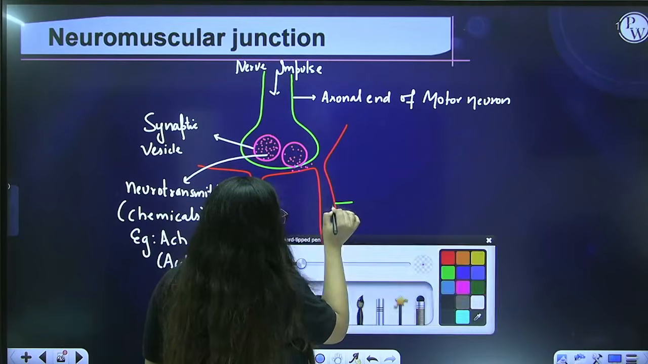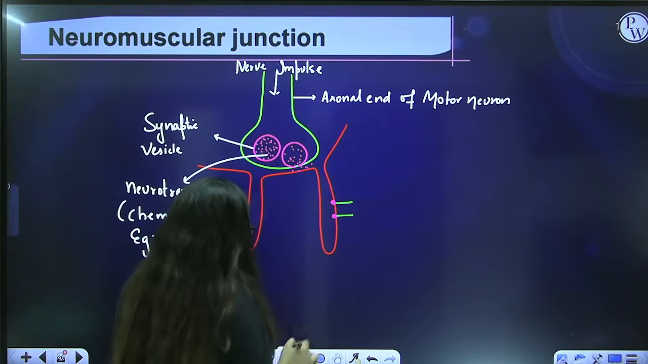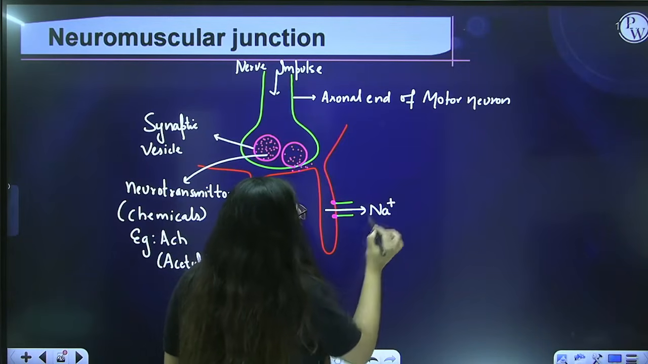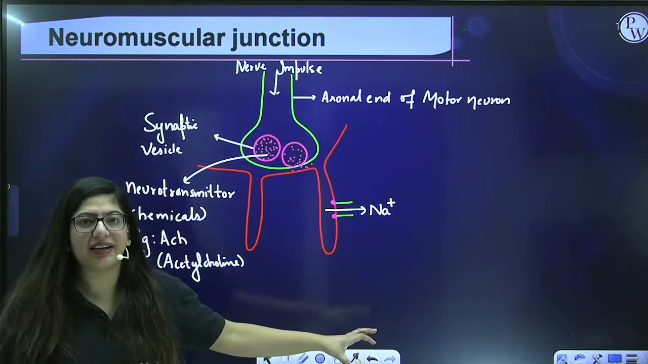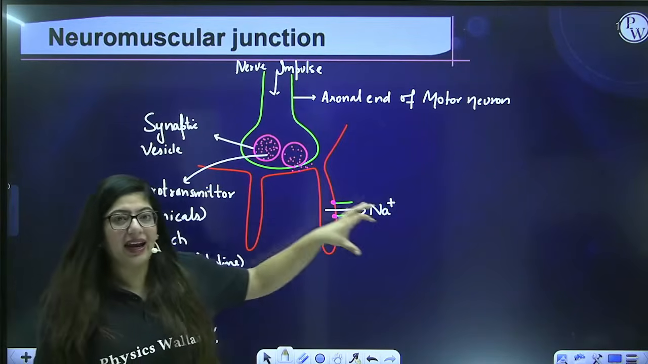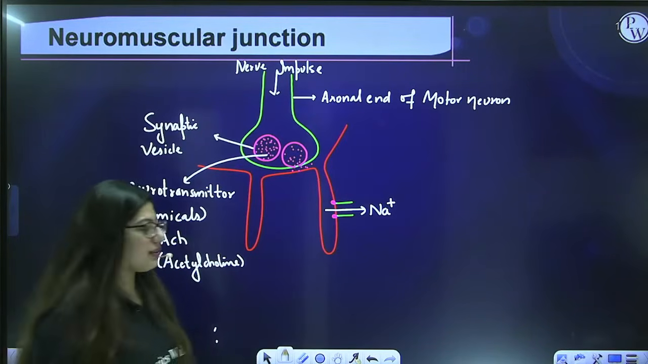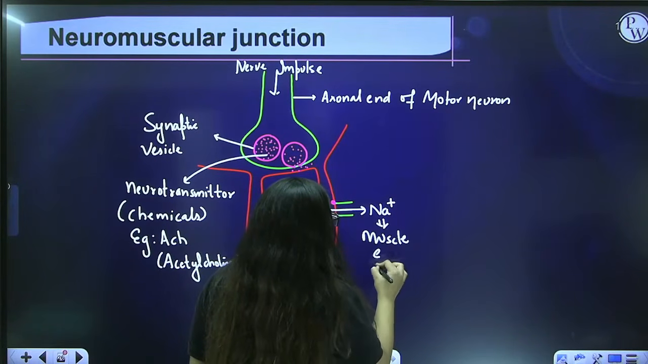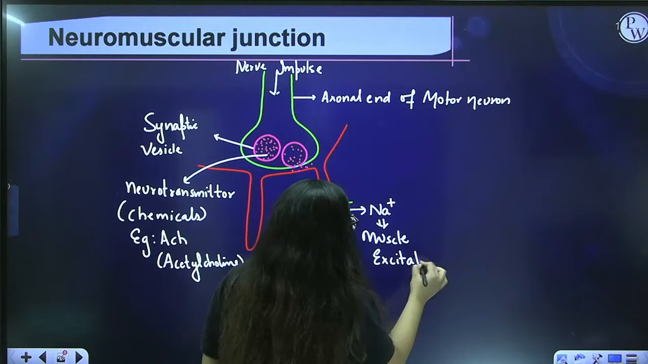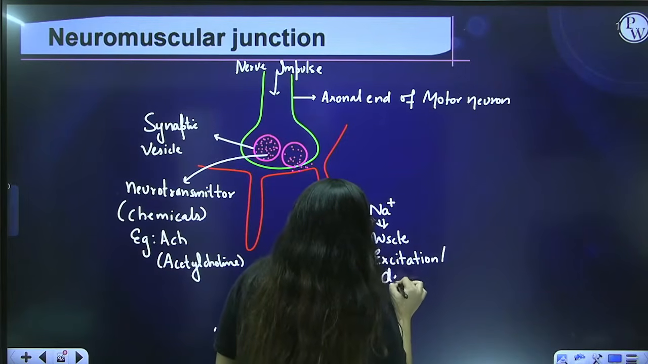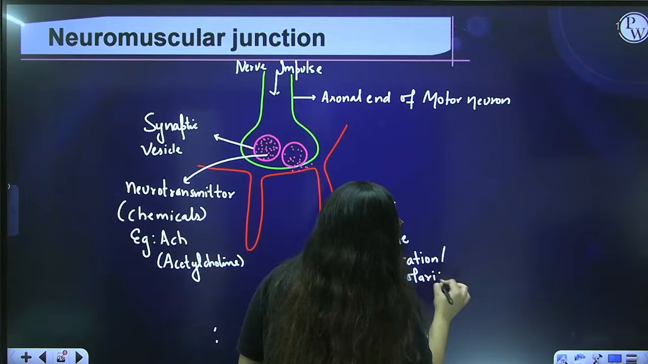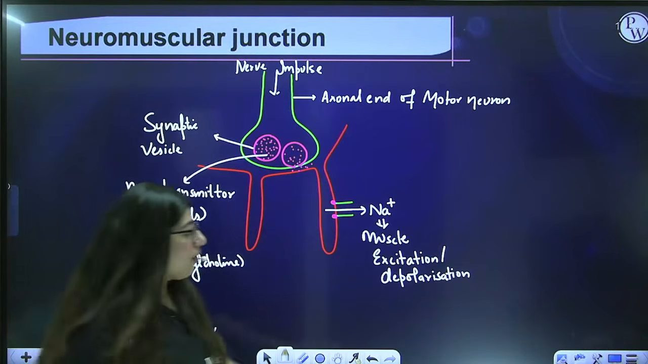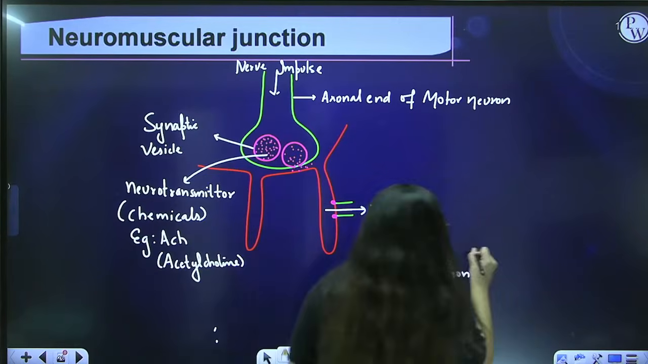So imagine they bind to these channels and these channels open, which leads to the entry of sodium ions. When the sodium ions enter inside the muscle cytoplasm, this causes muscle excitation. What does this cause? Muscle excitation, also known as depolarization, just like we have done in the cardiac muscle. So what happens when the muscle gets excited?